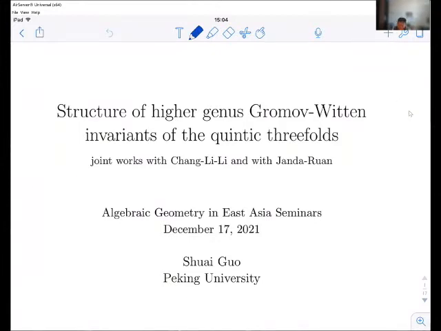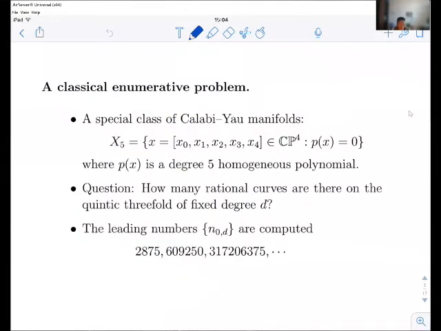So my title is the structure of the higher genus Gromov-Witten invariants of the quintic threefold. I will start from the definition of the Gromov-Witten invariants. This problem dates back to a classical enumerative problem. Say we consider a special class of Calabi-Yau manifold. Here we have X5, which we denote by the quintic threefold. It is the quintic hypersurface in the four-dimensional projective space. Here P is a degree 5 homogeneous polynomial.